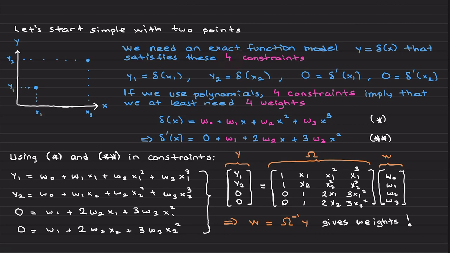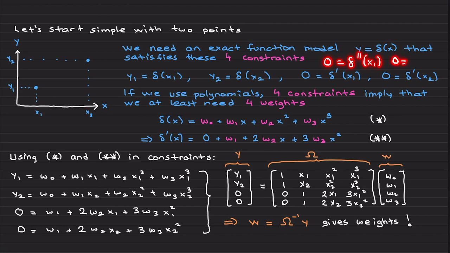If we use polynomials, 4 constraints imply that we at least need 4 weights. You can use more than that, but 4 will be sufficient. So I am choosing delta to be a polynomial function: w0 plus w1 x plus w2 x to the power of 2 plus w3 x to the power of 3. You have 4 weights because you have 4 constraints. Let me give you a homework after you watch this video: also include this.